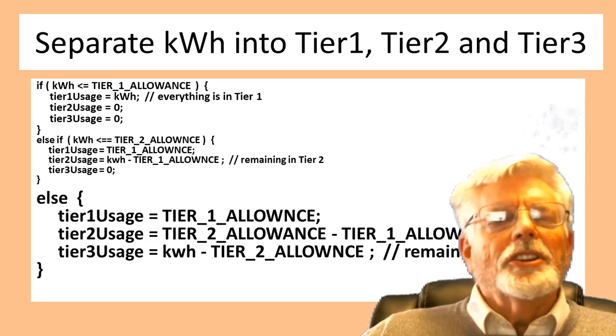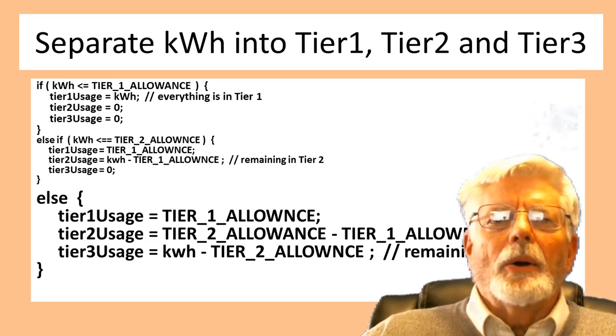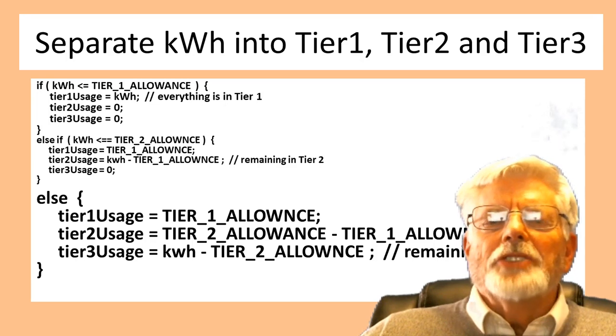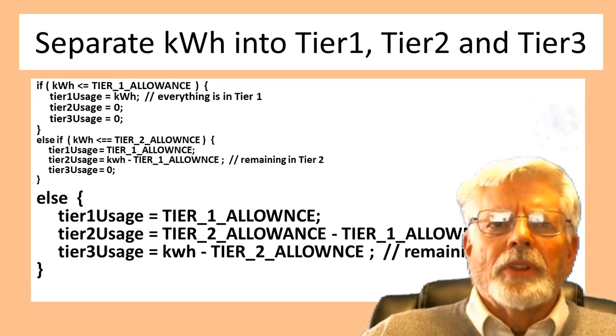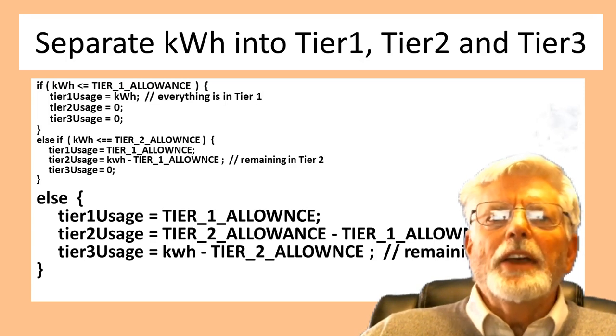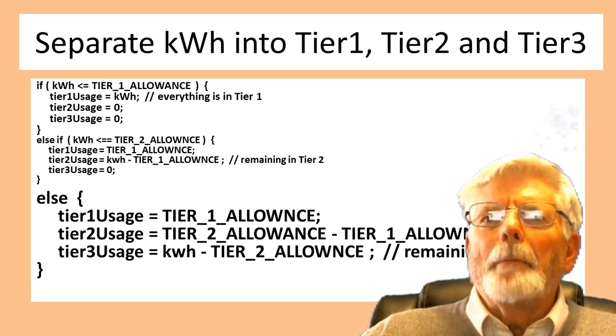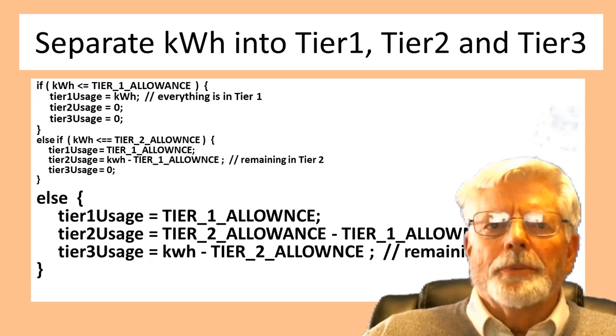Tier 1 usage is still equal to Tier 1 allowance. Tier 2 usage is equal to the Tier 2 allowance minus the Tier 1 allowance. Tier 3 usage is equal to everything that is left over past the Tier 2 allowance.